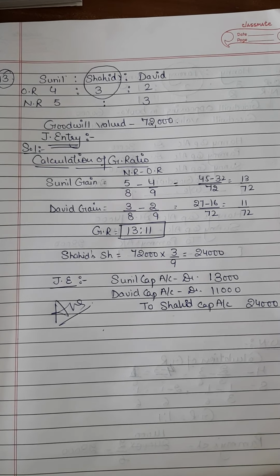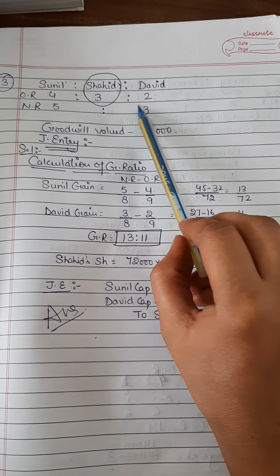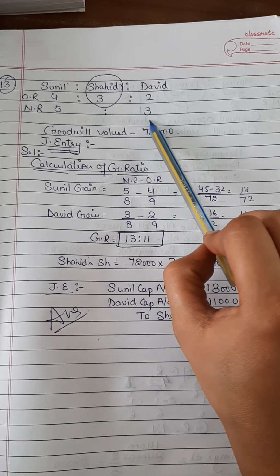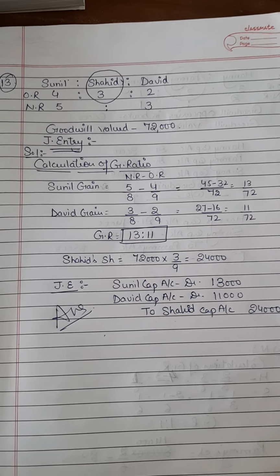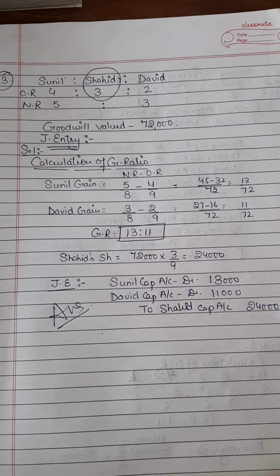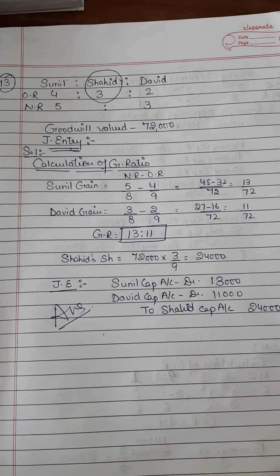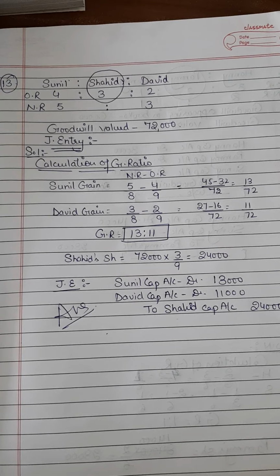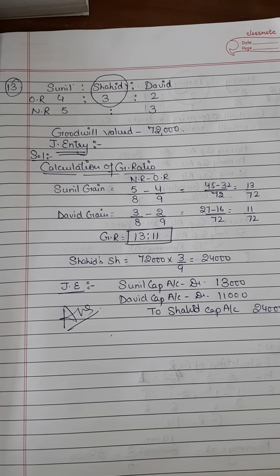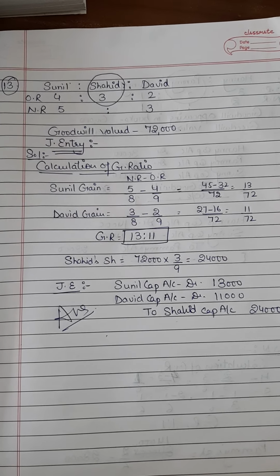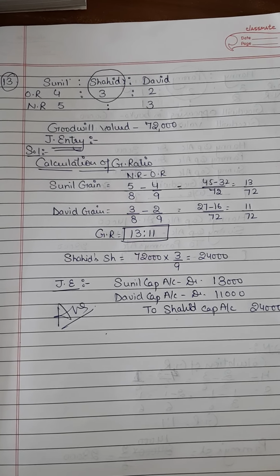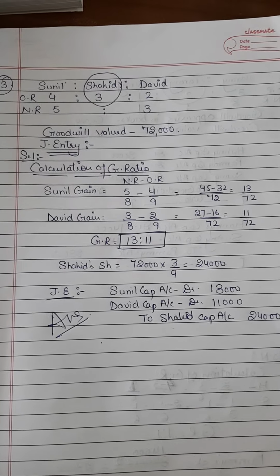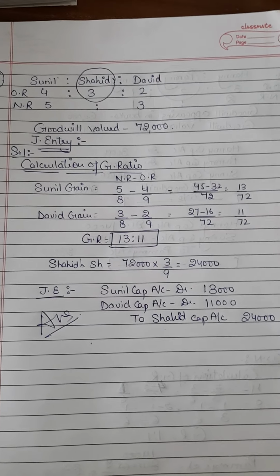Means old ratio is given to you, that is 4:3:2, and new ratio is given, that is 5:3. When new ratio is given in the question, at that time there is a need to calculate the gaining ratio. अगर question में new ratio given ही ना हो कि किस ratio में जो old partners हैं share करेंगे, at that time we will treat the remaining ratio as the new ratio और the gaining ratio. Now in this, firstly we will calculate the gaining ratio.